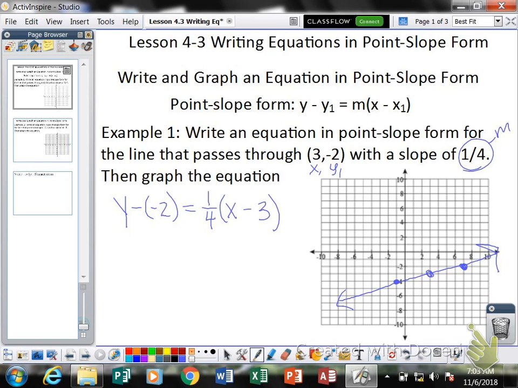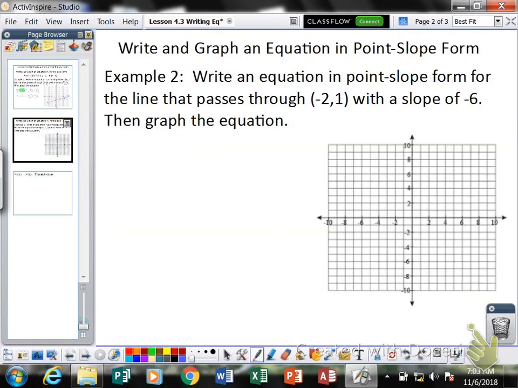There you go. And then anytime you can always go further because you can simplify this problem by distributing the 1/4 and then eventually subtracting the 2. Also in here, you could leave your answer written like that. That's perfectly fine. However, I would also accept y plus 2 equals 1/4 times x minus 3 because the two negatives do make a positive. So really it doesn't matter, but that's point-slope form. Write and graph an equation in point-slope form.